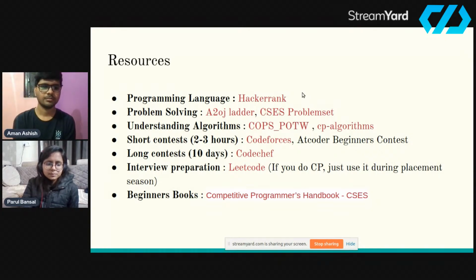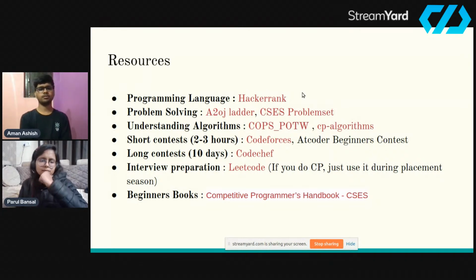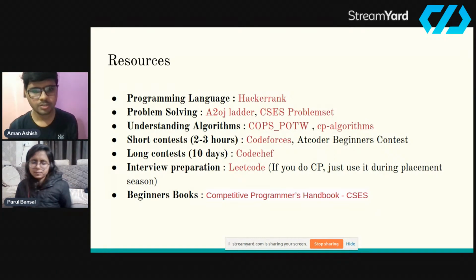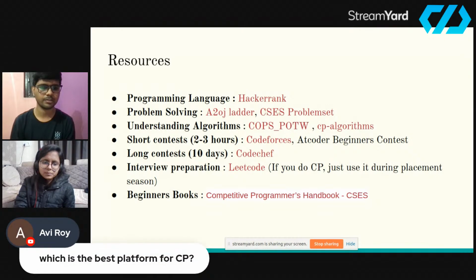So like from problem solving point of view, me and Parul are going to discuss what exactly we followed, what was our way. बहुत obvious बात है, सबका अपना तरीका होगा. So like we are trying to share our ways, how we started and how we got into competitive coding. I've seen many questions in the chat, which is the best platform for CP. So I'll just say one word, Codeforces is one of the best platforms for CP.